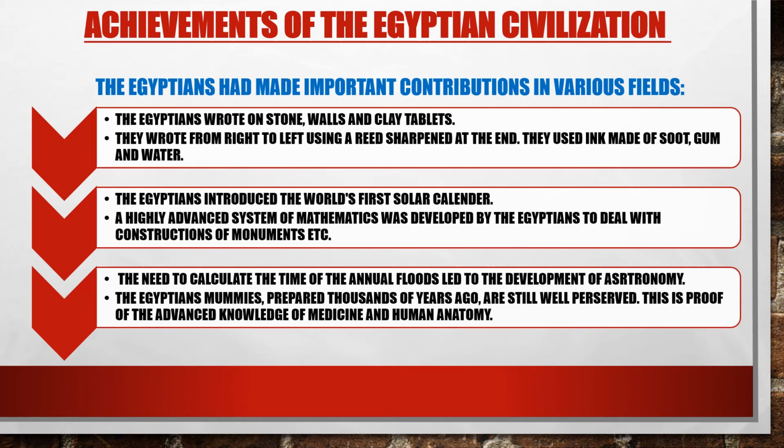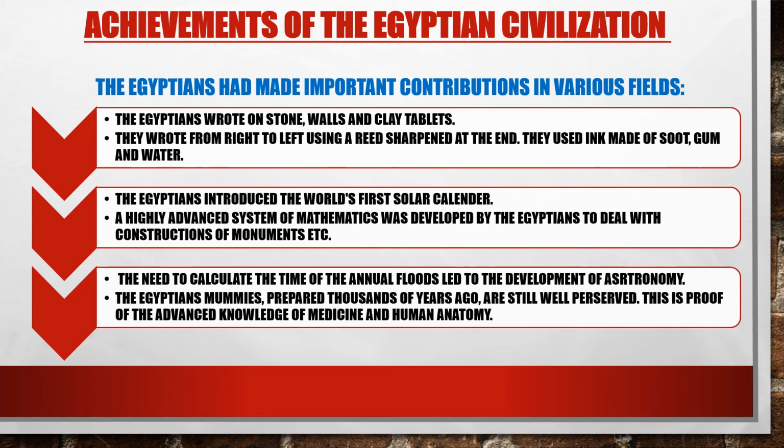Achievements of the Egyptian civilization. The Egyptians had made important contributions in various fields. Not only one field, they have contributed in many fields. Let us see one by one what those fields are. The very first one is that the Egyptians wrote on stone, walls and clay tablets. Later they used paper which they made from papyrus, a water reed.